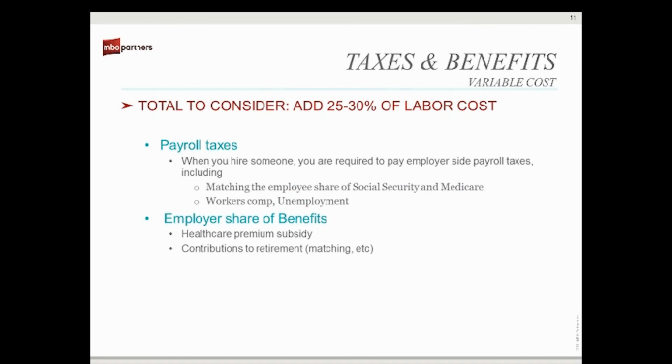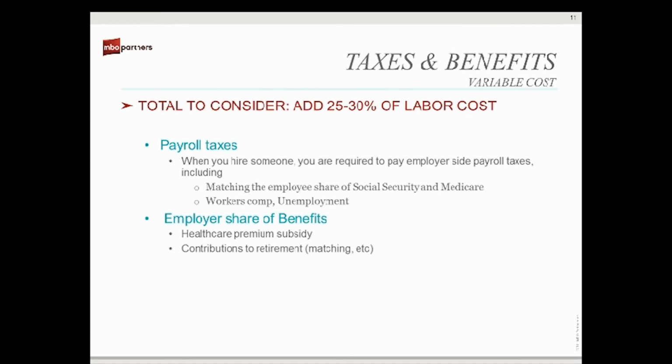Next, you're going to want to add in taxes and benefits. So taxes and benefits gets really, really detailed. There's a lot of different numbers in here, but if you want to just go with a pretty comfortable number, just add 25 to 30% of your labor costs. If you're just looking for an easy calculation, that's the way to do it.